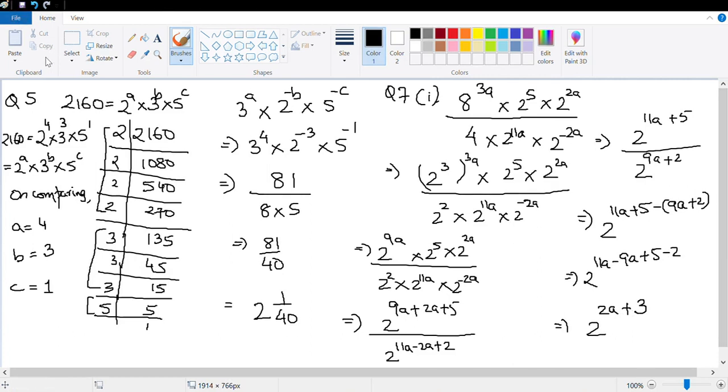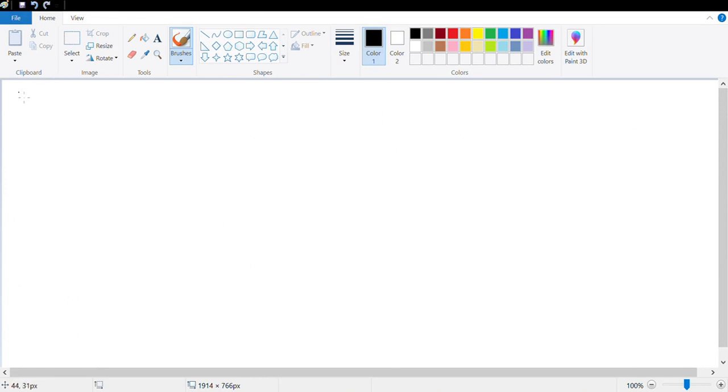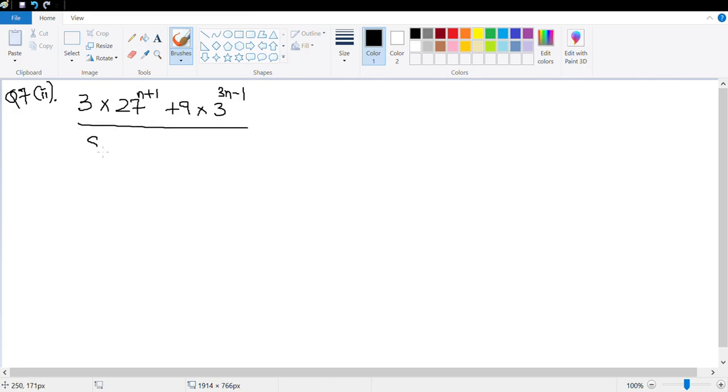Let's move on and let's solve question number 7, part 2. And you can put a small star on this question. It requires a new trick. We haven't used this yet, at least not in this chapter. 3 into 27 to the power n plus 1, plus 9 into 3 to the power 3n minus 1, upon 8 into 3 to the power 3n minus 5 into 27 to the power n.